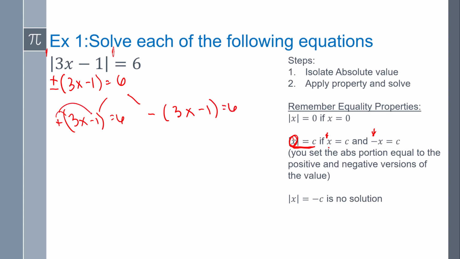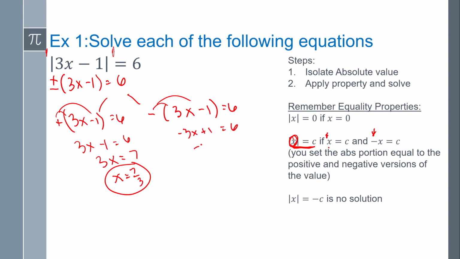So distribute the positive, well, it's just the same. Add 1. Divide by 3. Yes, it's okay that our answer is a fraction. On the other one, distribute the negative. Subtract 1. Divide by -3. And our answer is -5/3.